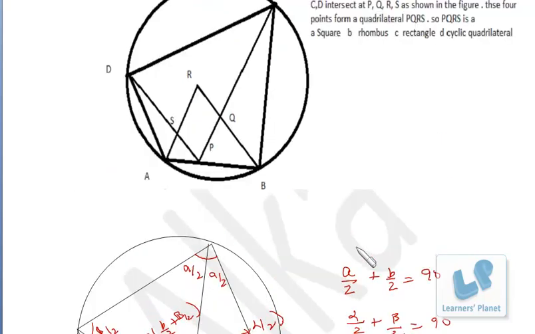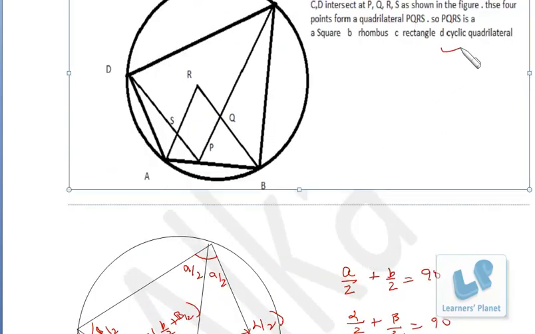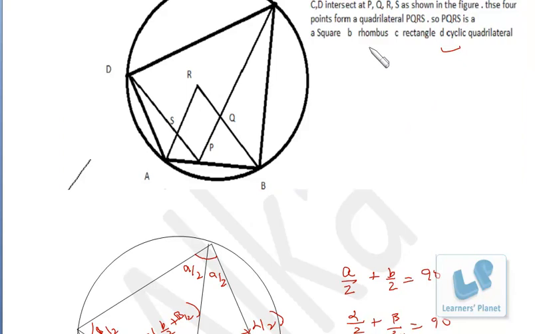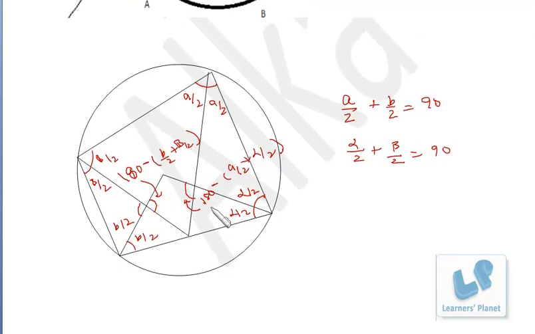Now, a cyclic quadrilateral, it is for sure. As far as square, rhombus and rectangle are concerned, we cannot say, because even in all these cases the sum of opposite angles is 180 degree. But since we do not know the length of the sides in any of these cases, we cannot comment upon whether they will be square, rhombus or rectangle, right? But this will be a cyclic quadrilateral, that is for sure. Fine.